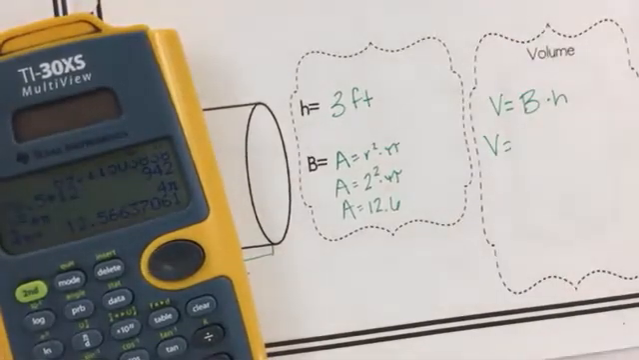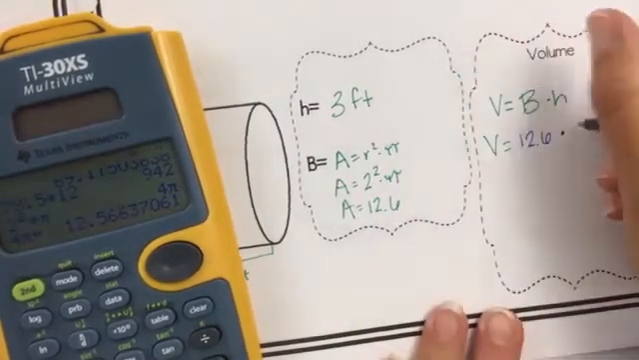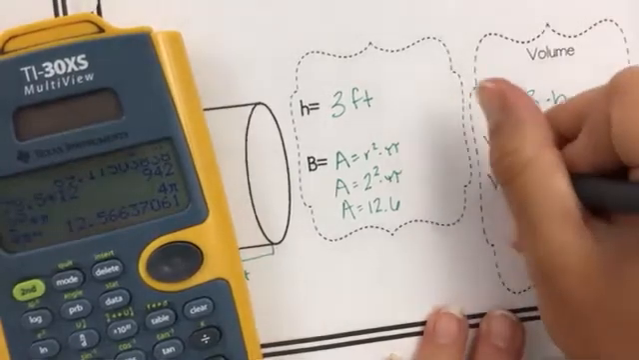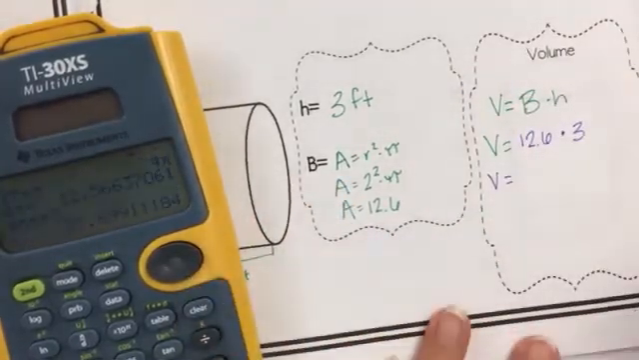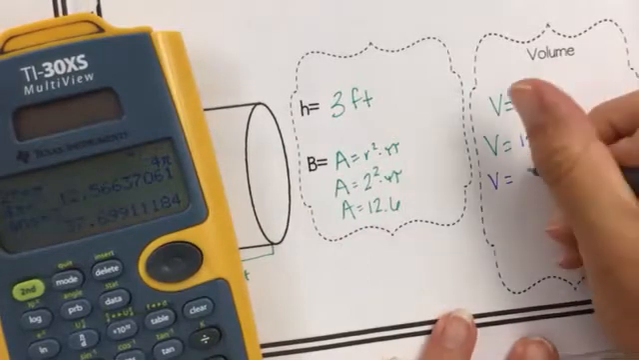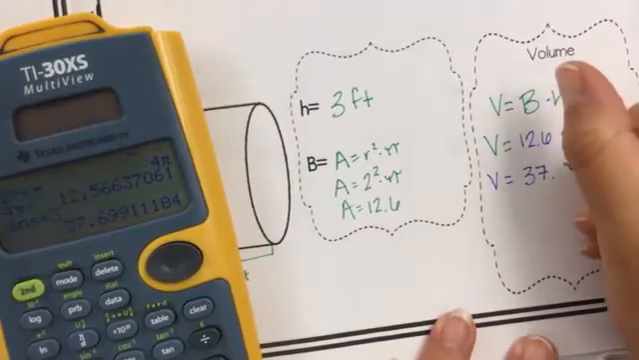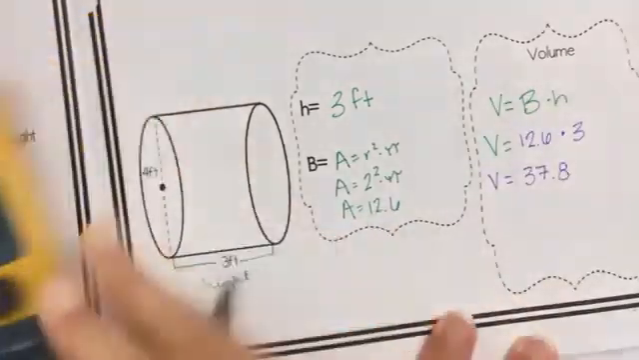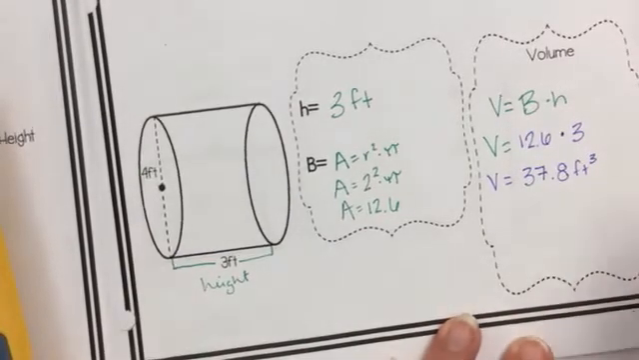So if our volume is the area of the base, which we arrived at 12.6, times our height, which is 3, it's 37.8, and we are dealing with feet still, and it's cubed.